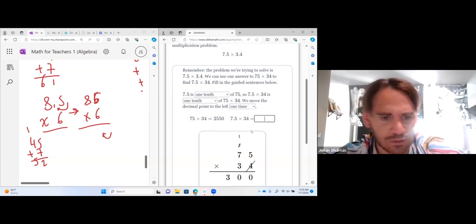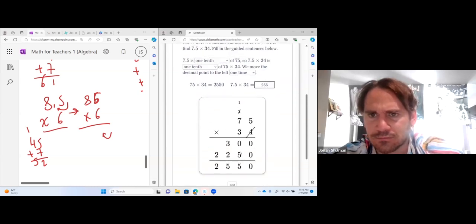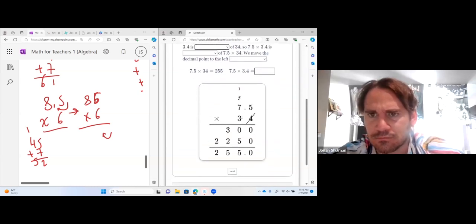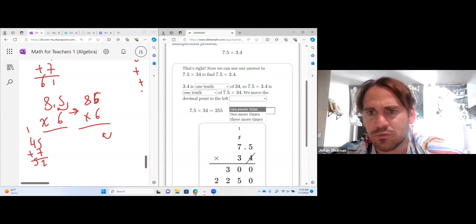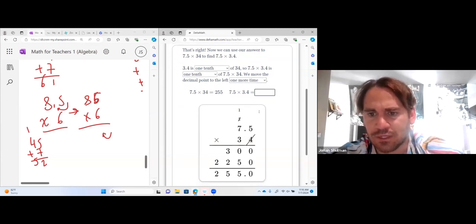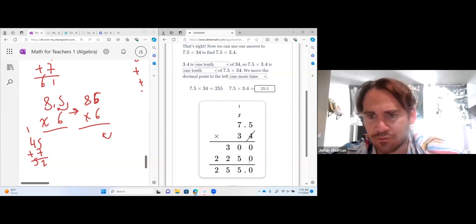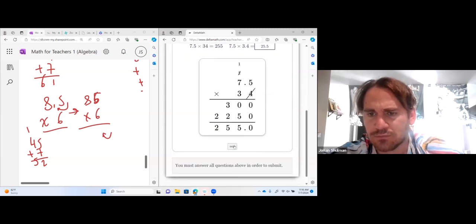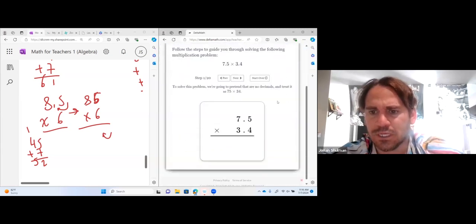So the first one is 255. Then we're going to have to do this again. All right. So we have the 255, and now we're doing the other side because this is 1/10 of the other piece. So we're going to move it one more time. So our final answer is going to be 25.5. See, look, we go once, twice. Oh, well, 25.5. Yeah, that's the right answer. We did it.